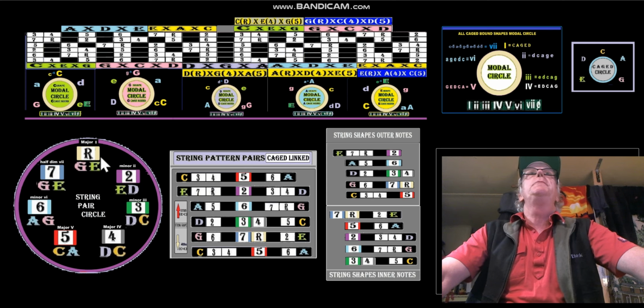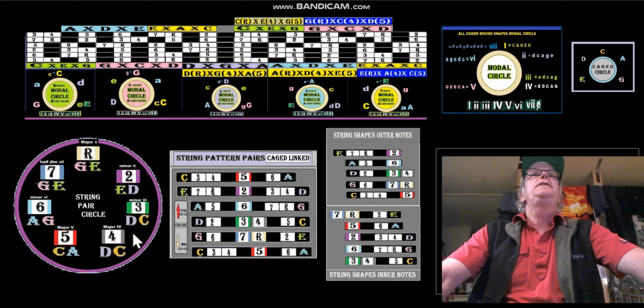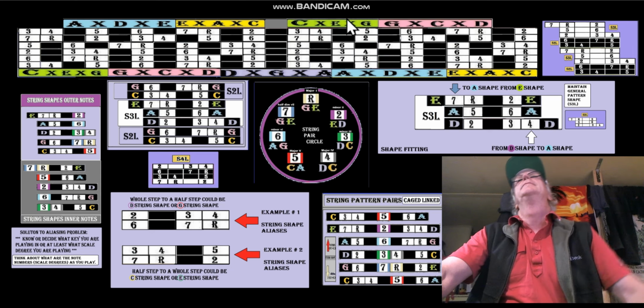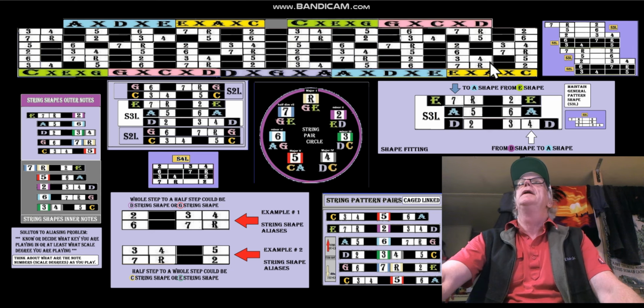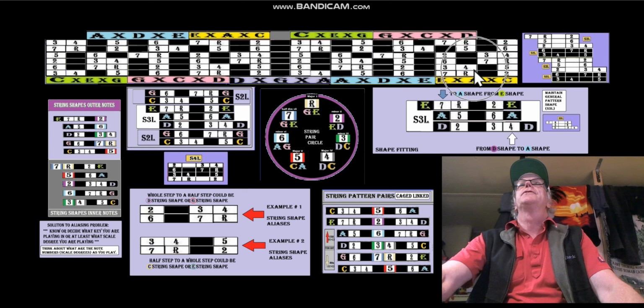All you have to remember is root is GE, 2 is ED, 3 and 4 are DC, 5 is CA, 6 is AG, 7 is GE, and root is GE, because they share the 7 root and DC shares the 3 and the 4. So let's look at the next chart and see where this is going. What became important as I made these charts.